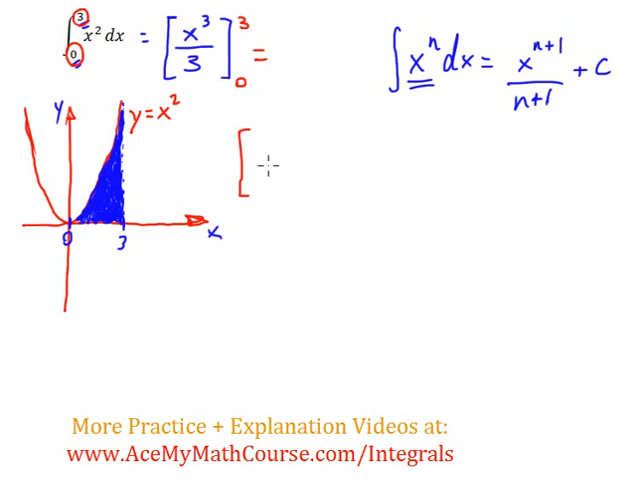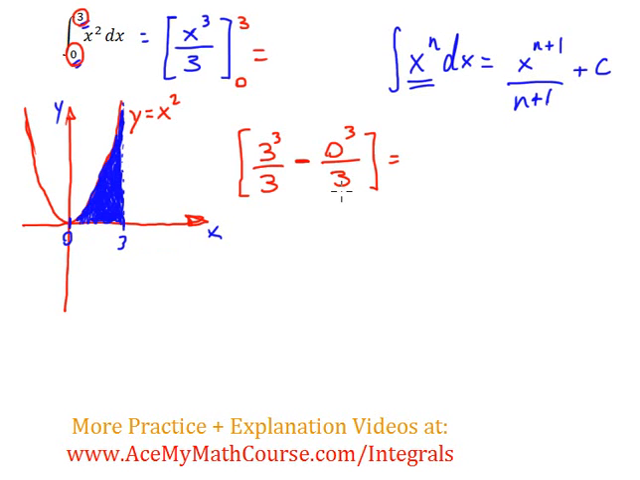First, I'm going to plug in the 3 for x. So we get 3 cubed over 3. And then we're going to subtract this with the 0 plugged in. So we plug in the 0. So we have 0 cubed over 3. Okay? And this will give us the area underneath y equals x squared above the x-axis and between 0 and 3.